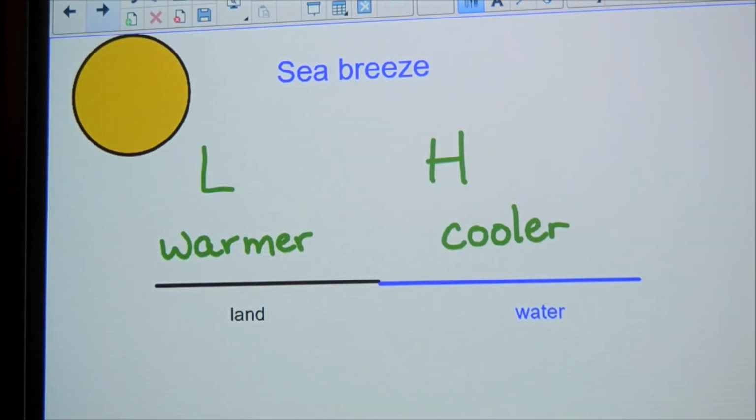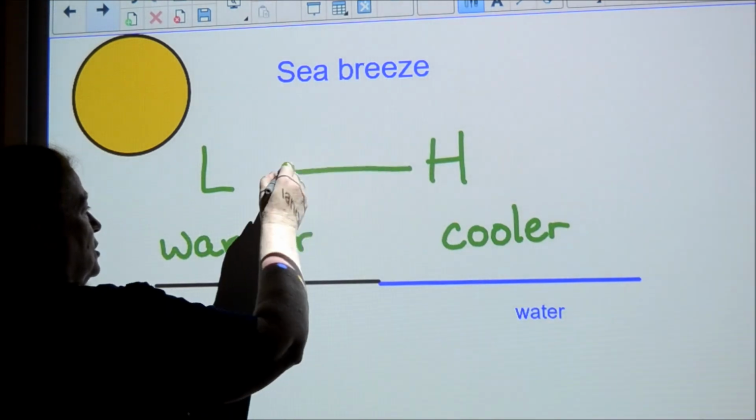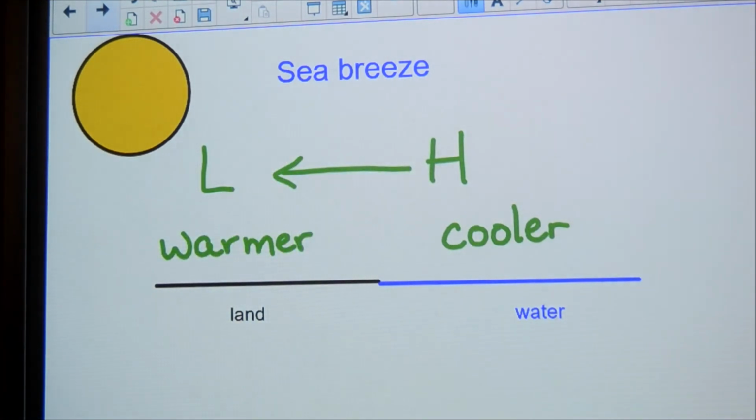So also just noted, winds blow from high pressure to low pressure. So my wind is going to blow from the water towards the land during the day. That's what a sea breeze is. All right? The water is cooler during the day, because it has a higher specific heat, so it takes longer to heat up. So it's got a higher pressure.